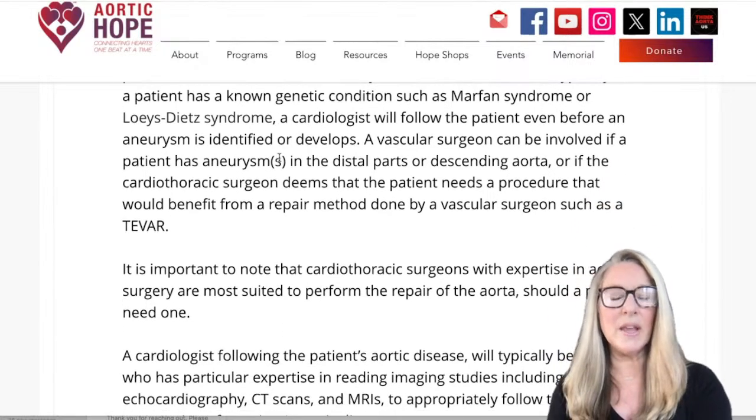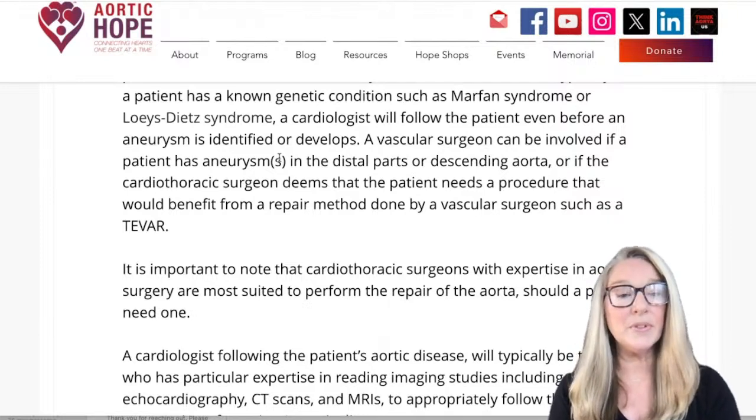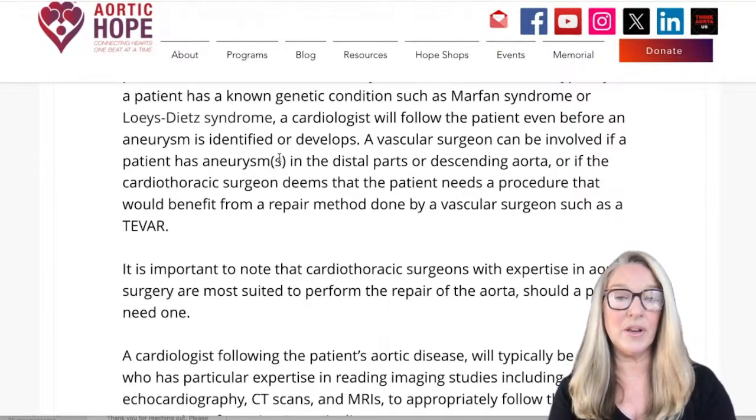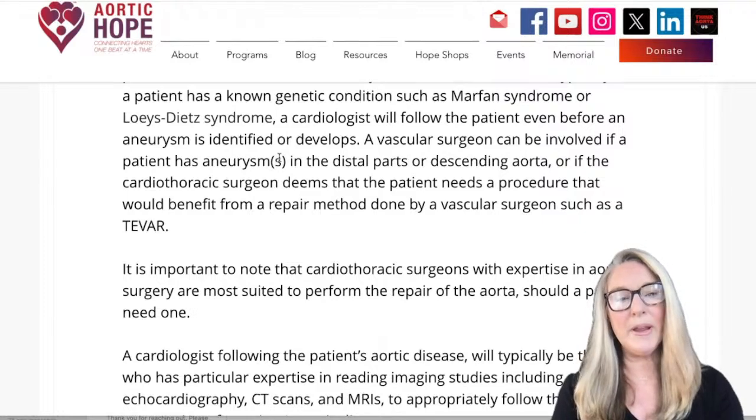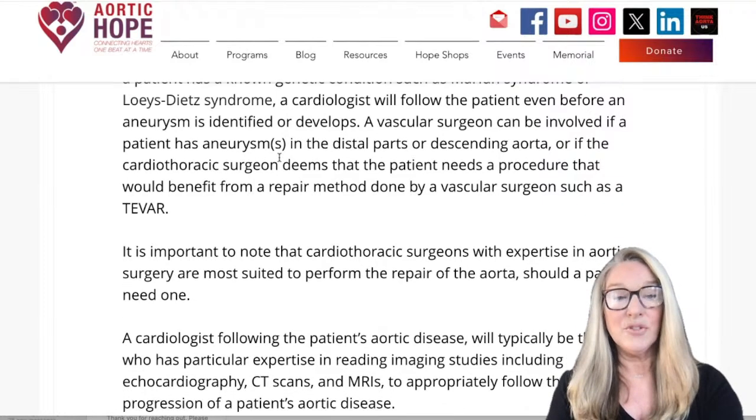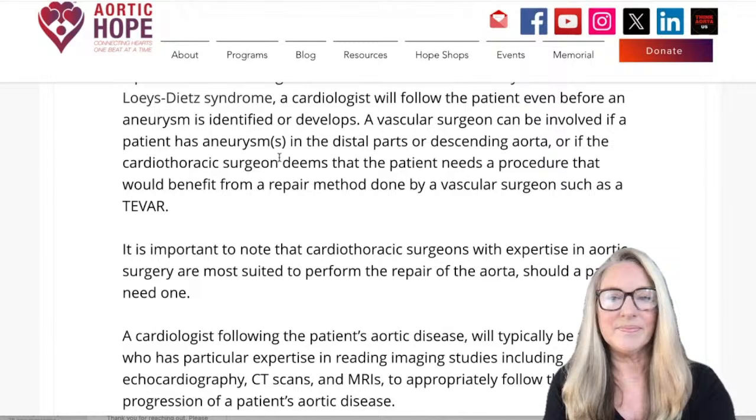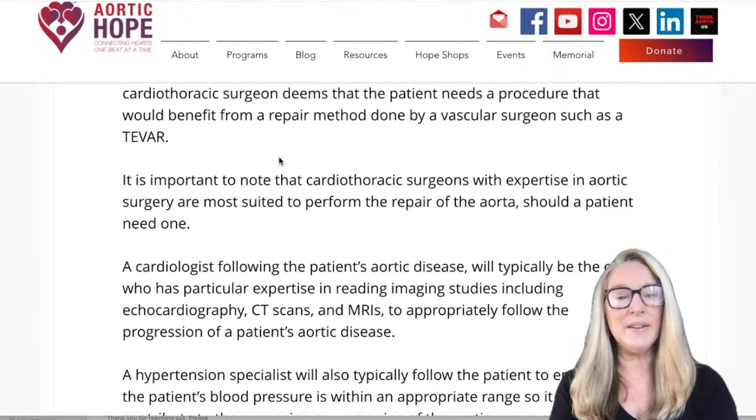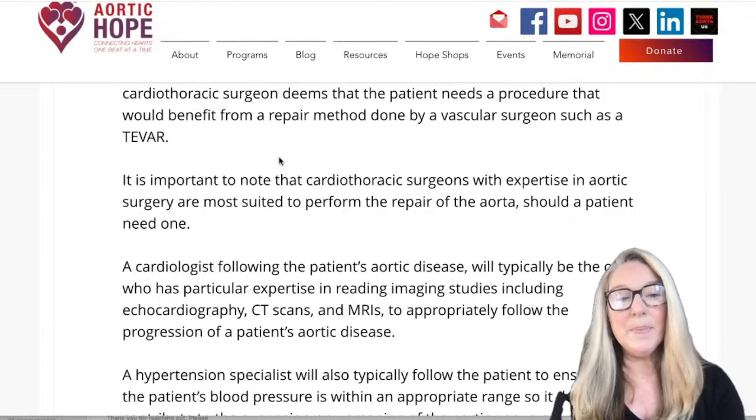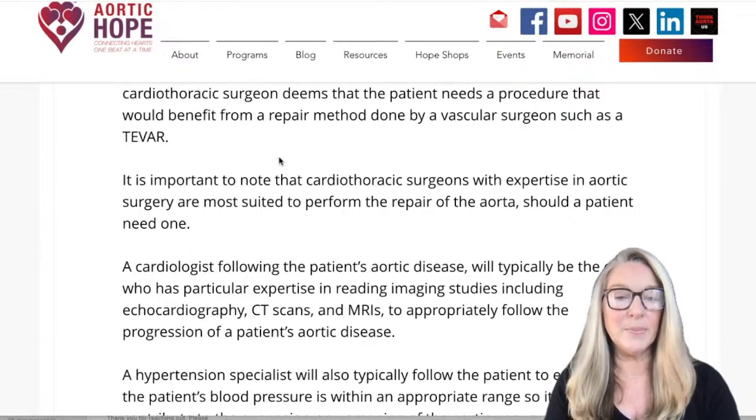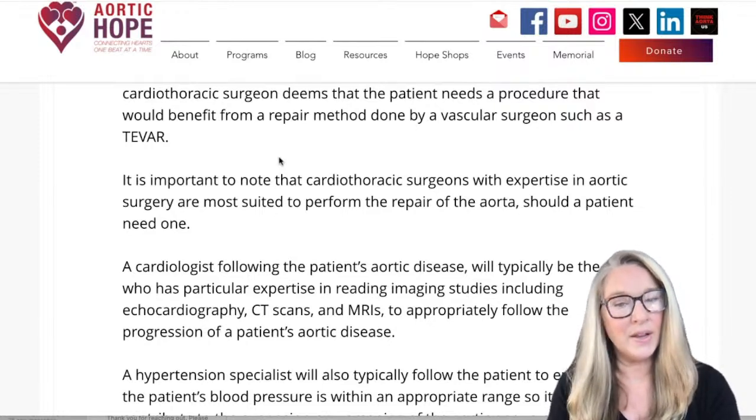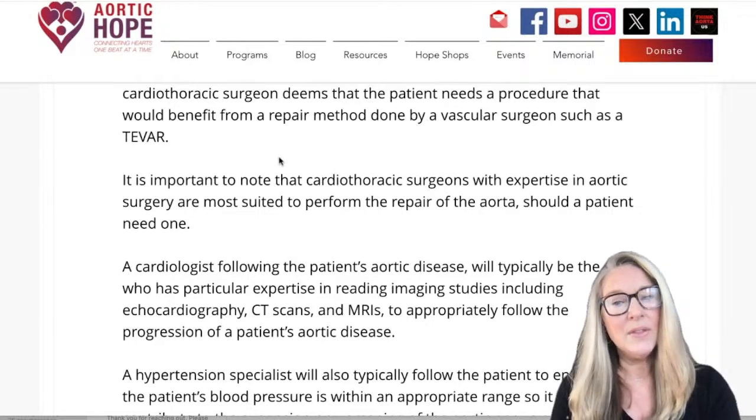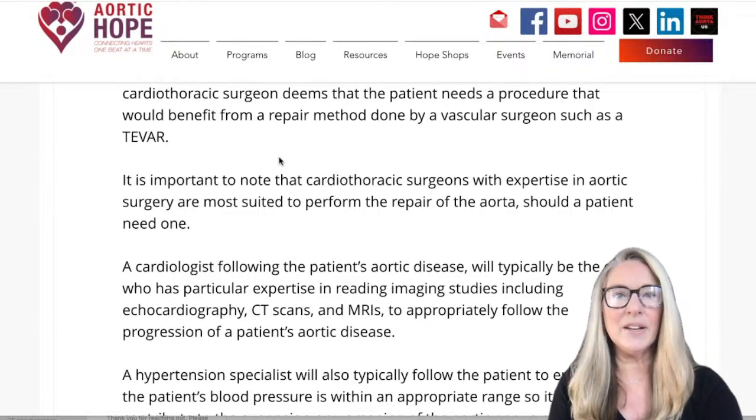It's important to note that cardiothoracic surgeons with expertise in aortic surgery are most suited to perform the repair of the aorta should a patient need one. A cardiologist then follows the patient's aortic disease and will typically be the one who has particular expertise in reading imaging studies, including echocardiography, CT scans, and MRIs to appropriately follow the progression of a patient's aortic disease.